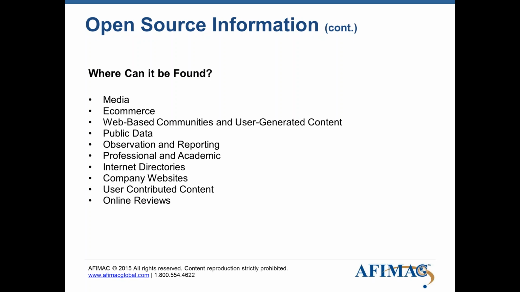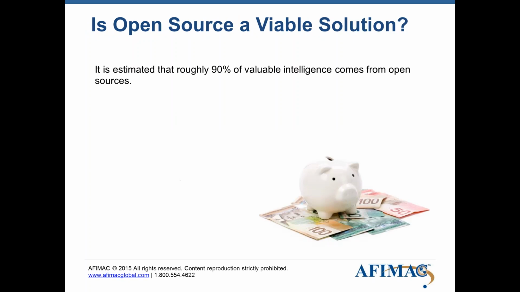We can look at company websites. LinkedIn is a classic one, where it can provide various links to where the person has been previously. And we can also look at internet directories as well. It's estimated that roughly 90% of valuable intelligence comes from open source, and that's a pretty significant percentage.